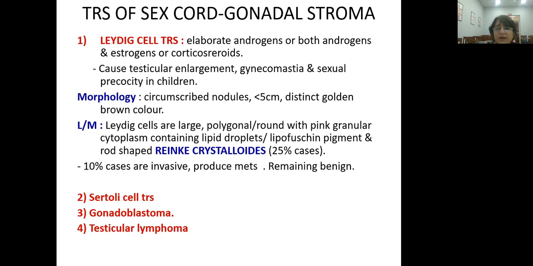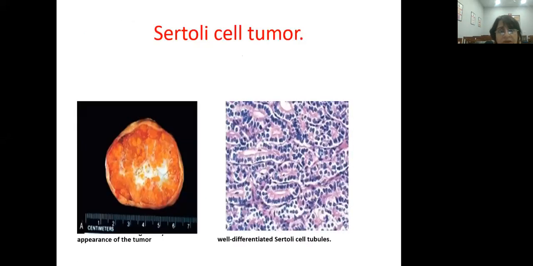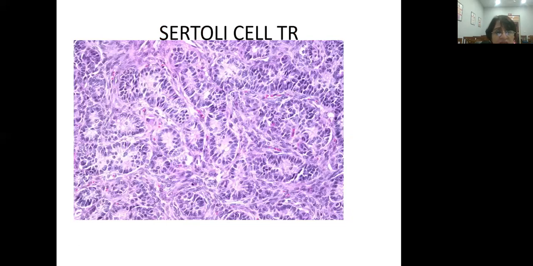Leydig cells are large polygonal round cells. I showed you this earlier, lying outside the seminiferous tubule. These are hormone producing. This is a Sertoli cell tumor, yellow in color because they are hormone producing, and these are the Sertoli tubules, well differentiated Sertoli tubules. I showed you the same diagram yesterday in ovarian tumors too. This is a Sertoli cell tumor composed of Sertoli tubules.